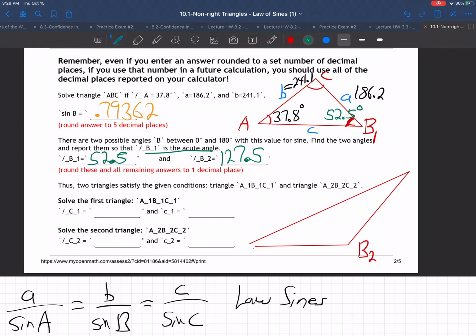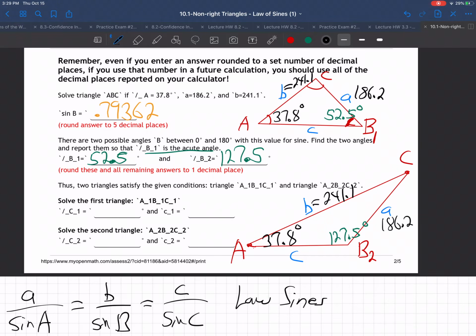And B2 is a bigger angle. It's 127.5 degrees. And then all the rest of the stuff is still as it was. This is still A here, and this is still C up here. And the sides, little b, little c, little a, they're still what they were. 186.2, little b, 241.1. All right, back in business here, and capital A is 37.8 degrees. All right, so that's the second triangle.